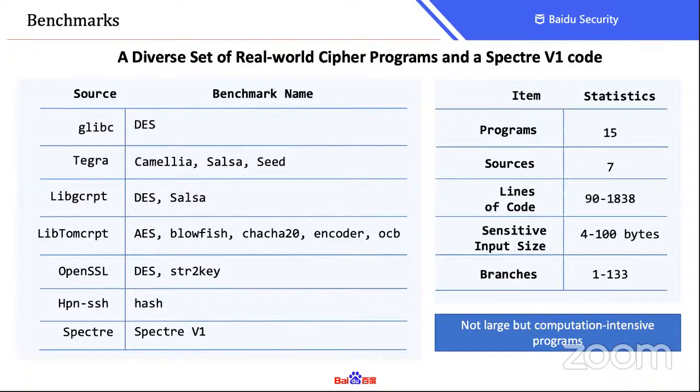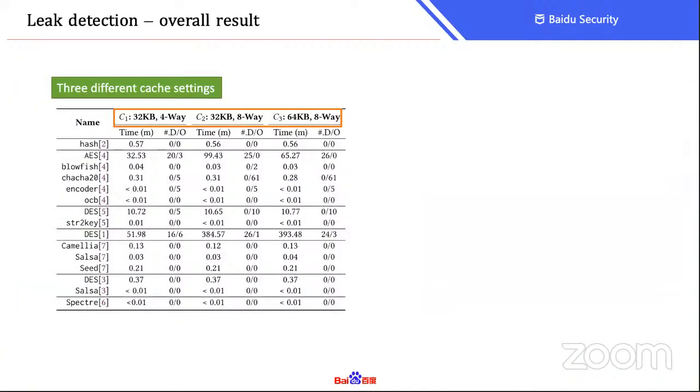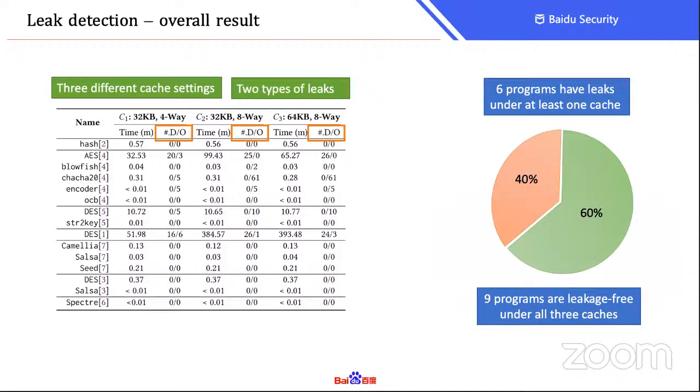In total, we collected 15 programs from 7 public repositories. They are typically not large programs, but very computation intensive. We used 3 different set associative cache settings and focused on 2 timing leak types. In total, we found that 9 programs are leakage-free under all 3 cache settings, and 6 programs have leaks under at least 1 cache.